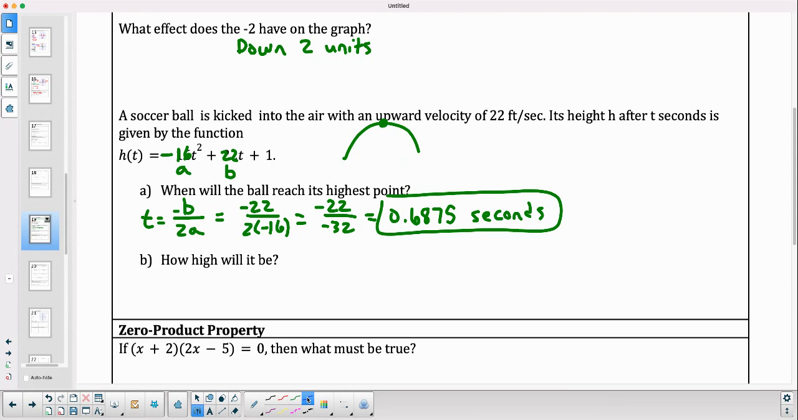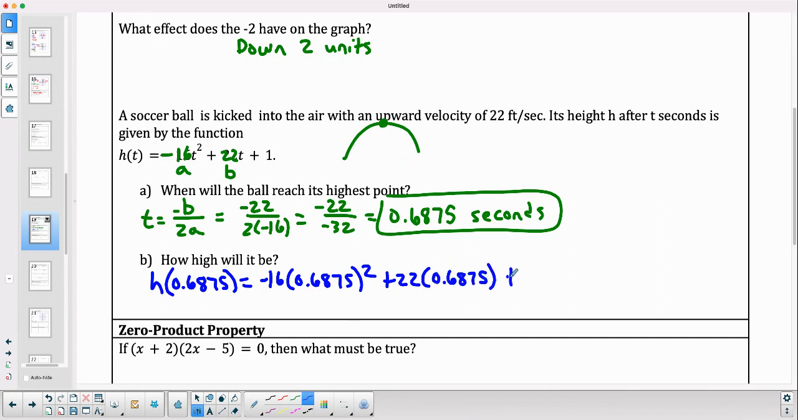Now for part B, we're plugging it in. So we're finding the height at 0.6875 seconds, which is -16 times 0.6875 squared plus 22 times 0.6875 plus 1. Maybe you can do it one at a time. The -16 times 0.6875 squared gives you -7.5625. Again, I haven't rounded anything yet. The 22 times 0.6875 is 15.125. And then plus 1.